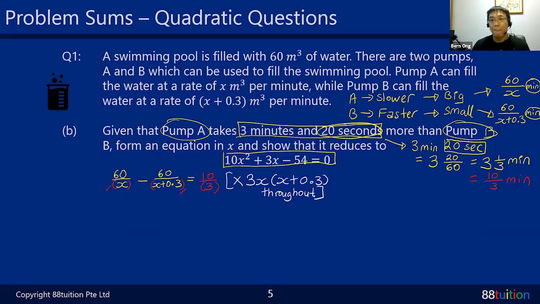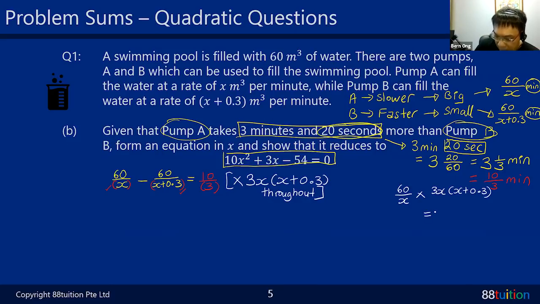All right. So I purposely get the denominators, I put them together, and I take every fraction to times it out. So if I have 60 over x, I need to what? I need to times 3x. Everybody must times x plus 0.3. I don't care. Everybody must times this.